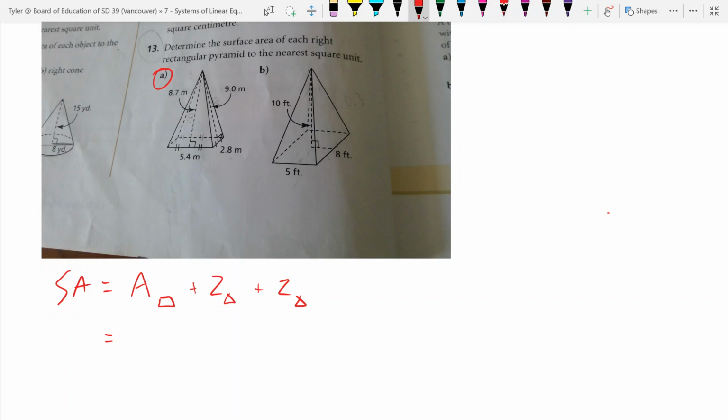The area for rectangles is length times width, so 5.4 times 2.8, plus the area of that front triangle is going to be base times height over 2. So let's sub in the numbers. So the base is 5.4, the height is 8.7, and we'll divide that by 2. And then we're going to multiply that whole thing by 2 because there's two triangles.